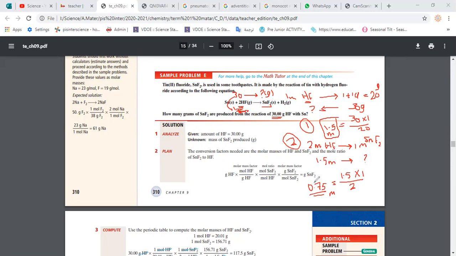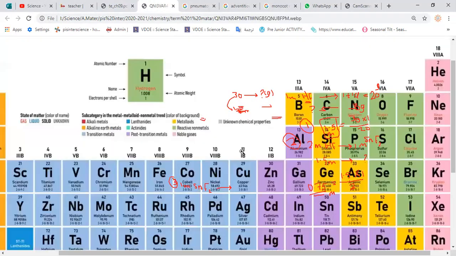So we have 0.75 moles of tin fluoride. This represents how many grams? Because he asks about it in grams, we must convert this into grams. The third step: we are going to find how many grams 1 mole of tin fluoride represents. Let's go back to the periodic table to find the atomic mass.